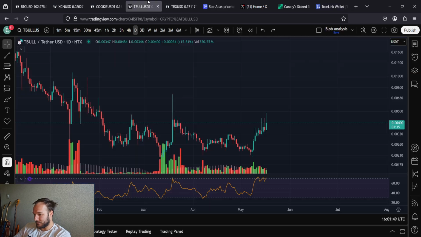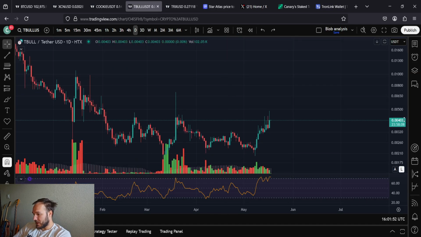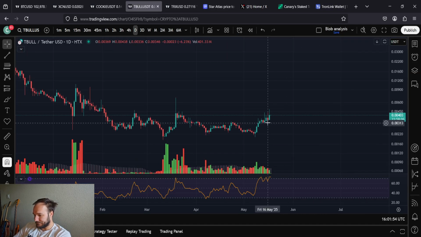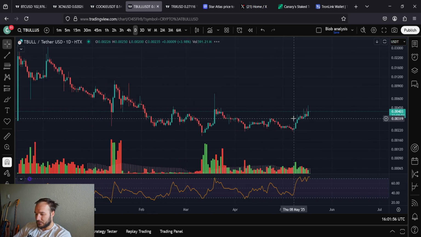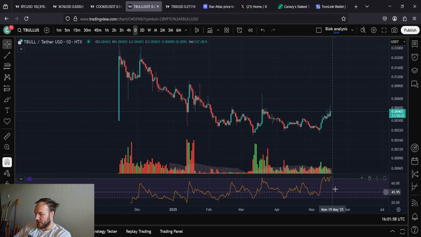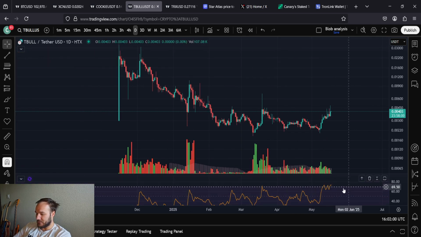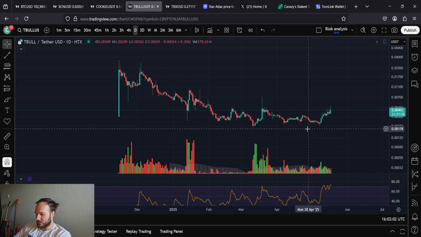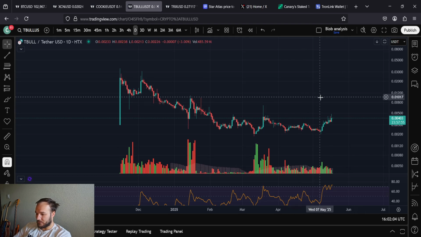Let's talk about TBULL here. Okay, TBULL, looking at it here, you're at about 0.004. That's nice, right? You're consolidating here. You absolutely look like you're going to break out to the upside. I have no doubt in my mind about that. This consolidation on a daily time frame looks phenomenal right here at the overbought zone. You're setting yourself up for some bigger stuff.